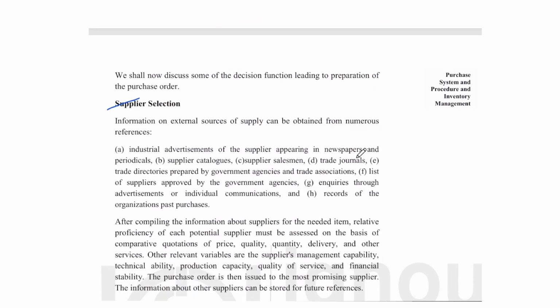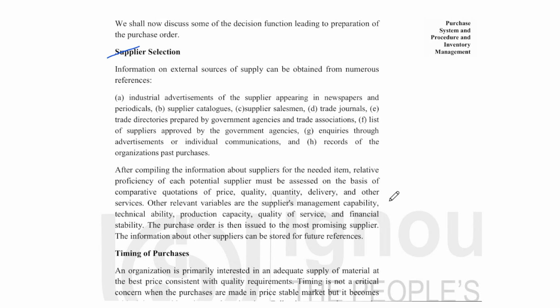And supplier selection. Information on external sources of supply can be obtained from numerous references: industrial advertisement of the supplier appearing in newspapers and periodicals, supplier catalog, supplier salesmen and trade journals, trade directories, lists prepared by government agencies, lists of suppliers approved by the government agencies, inquiries through advertisement or individual communication, and record of the organization's past purchase.